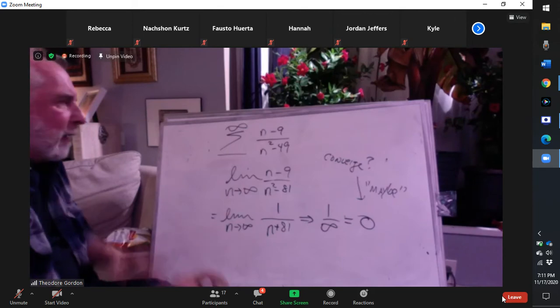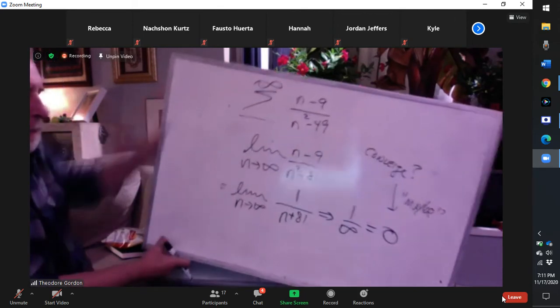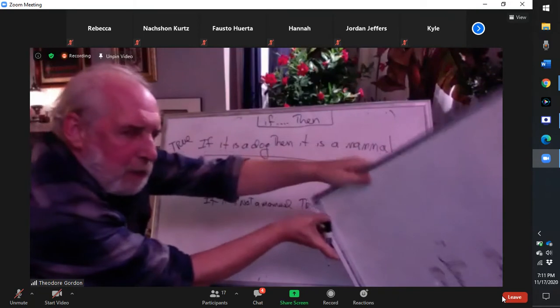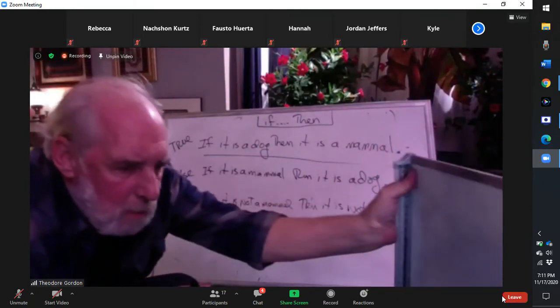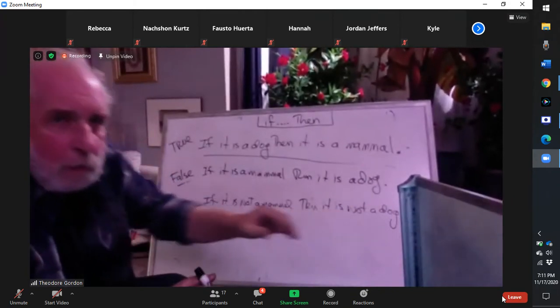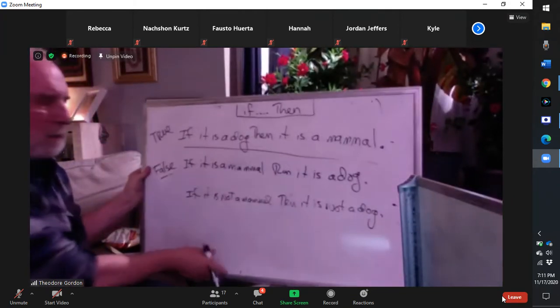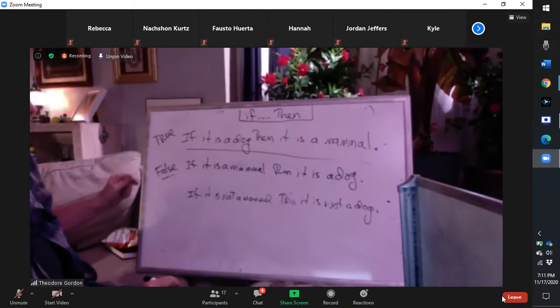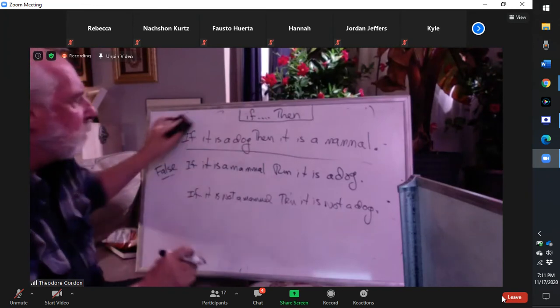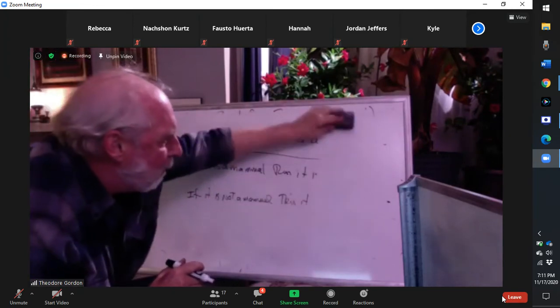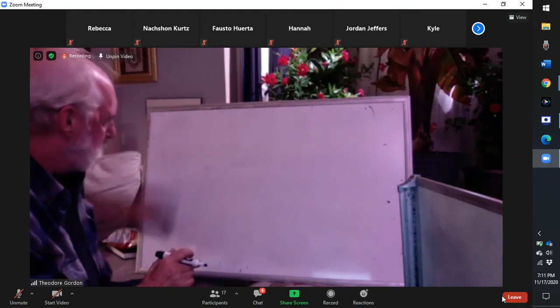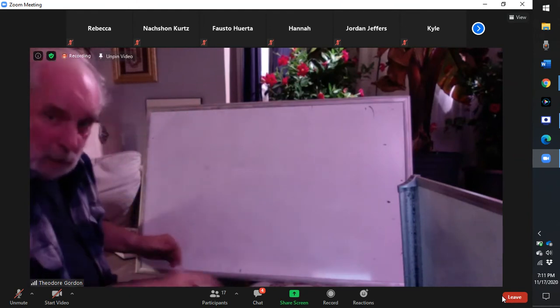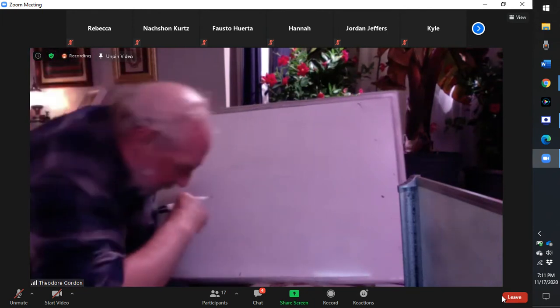So nth term test. The first thing you should do for any series is look at the nth term. If it does not go to 0, then it diverges. If it does go to 0, we'll have to use some of the other tools that we have.